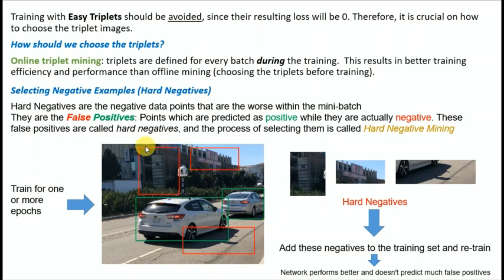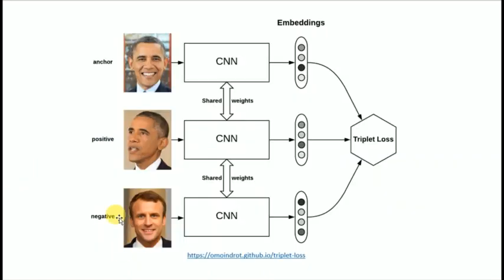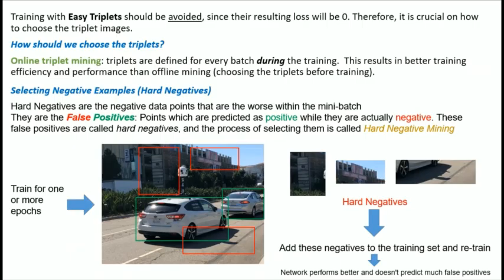So these red bounding boxes, these wrong predictions, we're going to consider as hard negatives. And what we're going to do is add these negatives to the training set and retrain. So these are the hard negatives, and this is how we choose these negative samples right here. In this case, the network performs better and doesn't predict as many false positives. So this is what hard negatives are, and this is how you can include them in your training set.